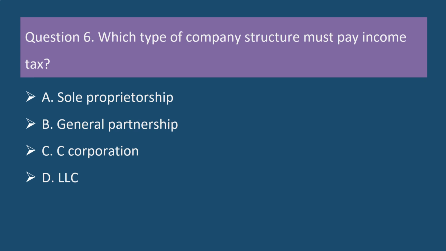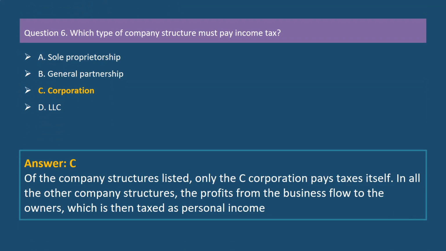Question 6. Which type of company structure must pay income tax? A. Sole proprietorship. B. General partnership. C. C corporation. D. LLC. Answer: C. Explanation. Of the company structures listed, only the C corporation pays taxes itself. In all the other company structures, the profits from the business flow to the owners, which is then taxed as personal income.